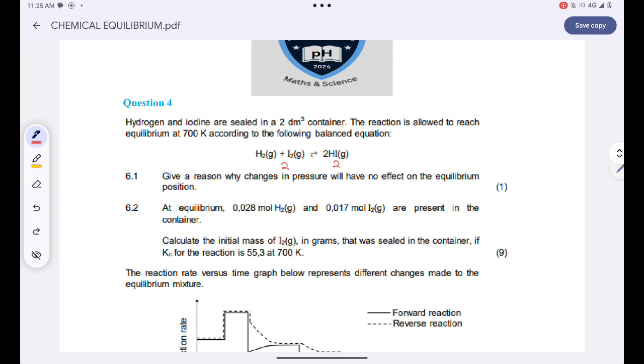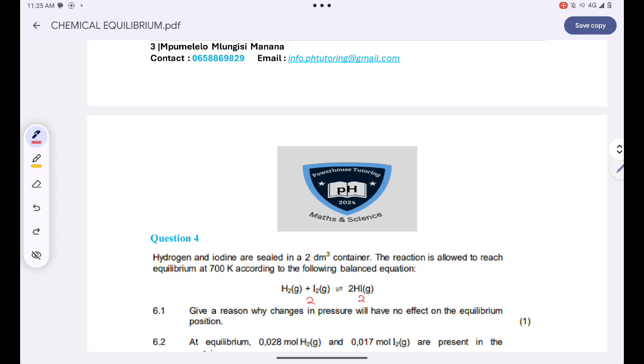Okay, 6.2. We are told that at equilibrium 0.028 moles of hydrogen and 0.017 moles of iodine are present in the container. They want us to calculate the initial mass of iodine in grams, and then calculate the initial mass of iodine that was sealed in the container if the Kc for the reaction is 55.3 at 700 kelvins.